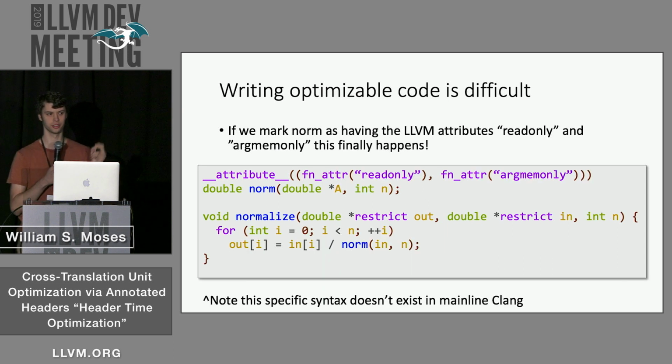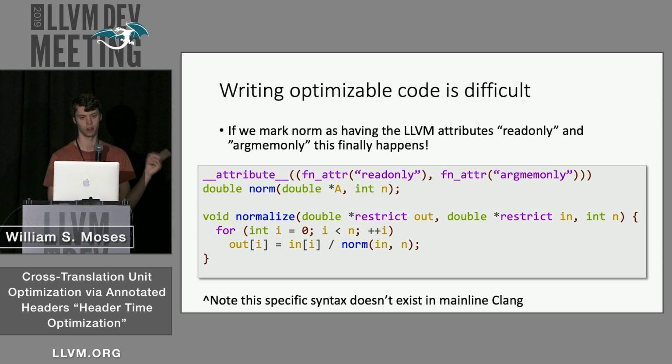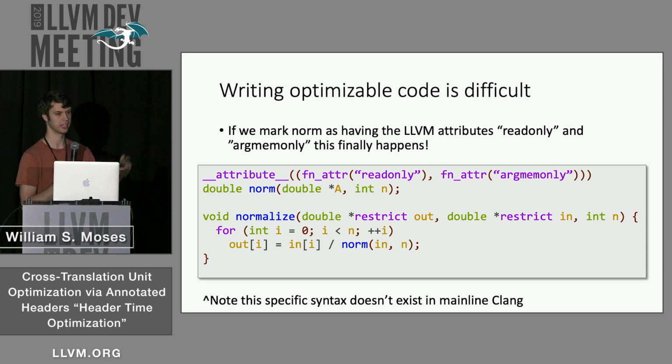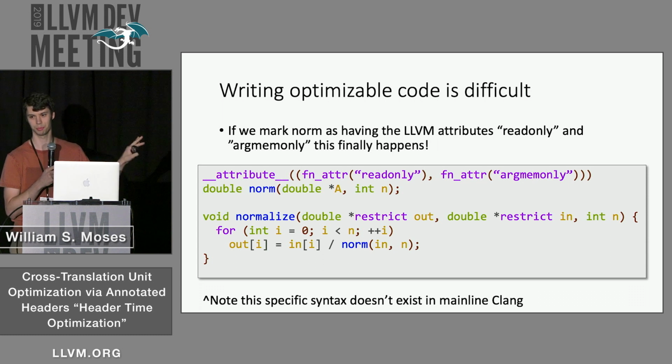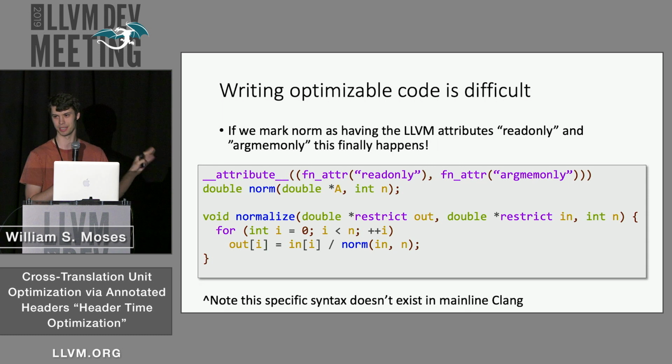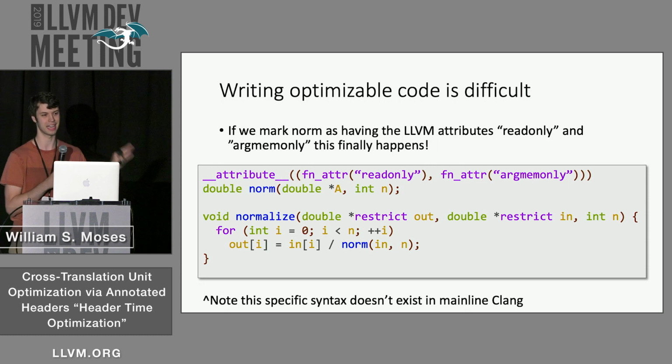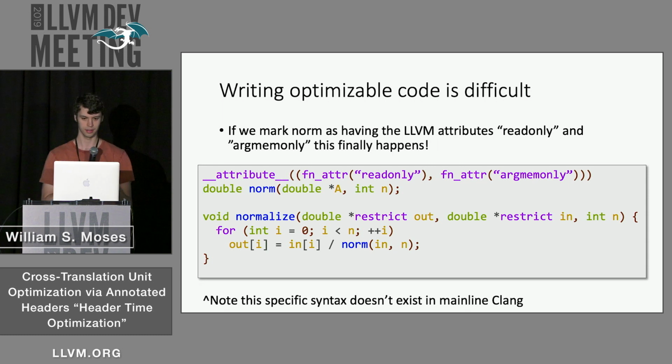And the actual solution that we want, in LLVM speak, is we want the function called norm to be marked as read-only and argmemonly, which specifically indicates that it only reads from the memory passed into an argument. And then that specifically happens. Note that this particular syntax actually doesn't exist in mainline Clang, and I wasn't able to find a way that did exist in mainline Clang to actually represent this.